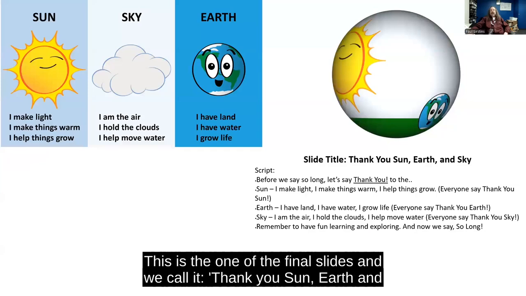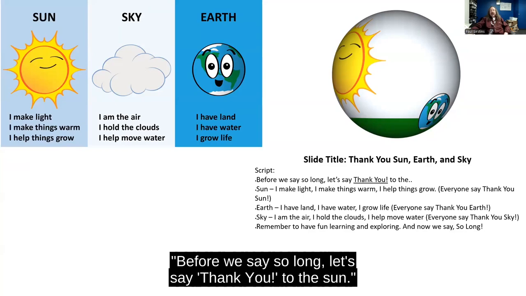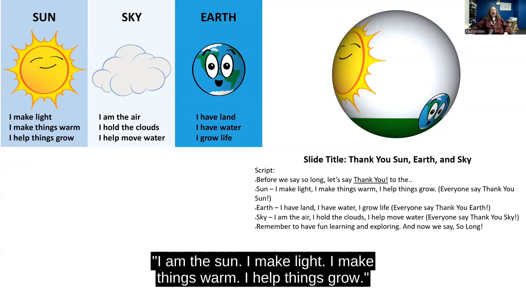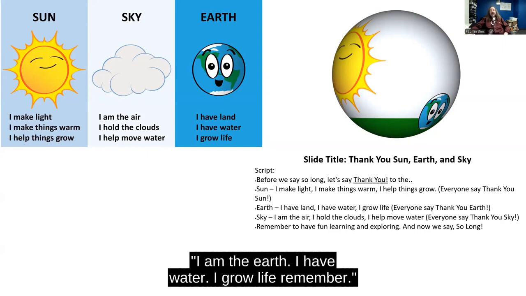This is one of the final slides, and we call it Thank You, Sun, Earth, and Sky. To conclude this part of the story, we say goodbye to the sun, the earth, and the sky. Before we say so long, let's say thank you to the sun. I am the sun. I make light. I make things warm. I help things grow. I am the sky. I am the air. I hold the clouds. I help move water. I am the earth. I have water. I grow life.